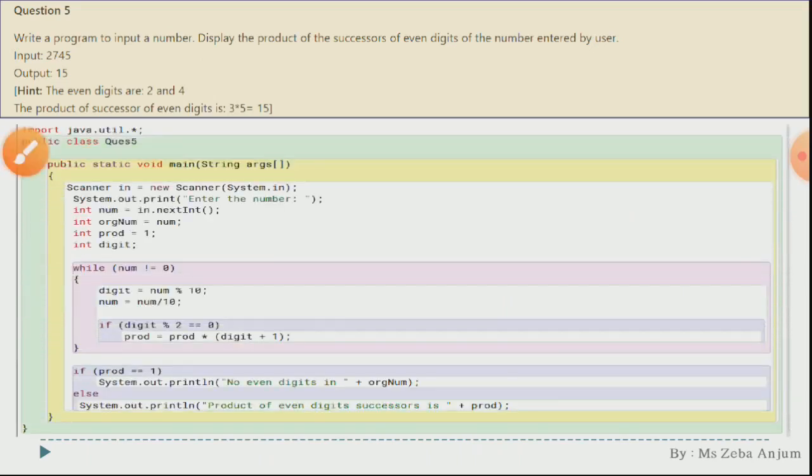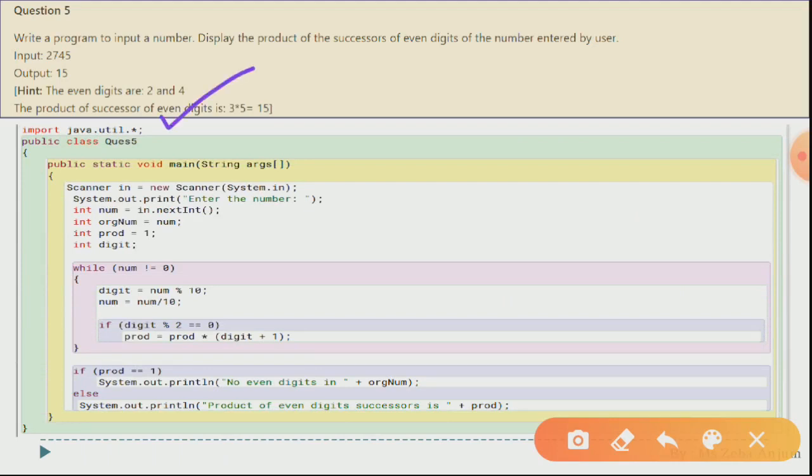See over here. Firstly, java.util for our Scanner class. Yes, question number 5, class, main, these are all those basic things. Over here we have entered a number. num is basically holding our number. Now we have taken another number, orgn num, sorry, this stands for original number. This is going to store the original number.